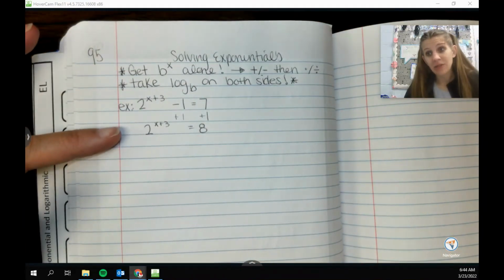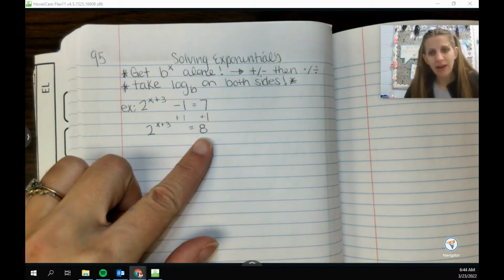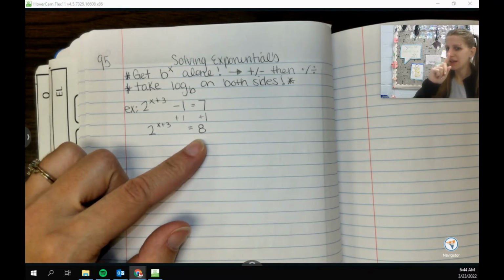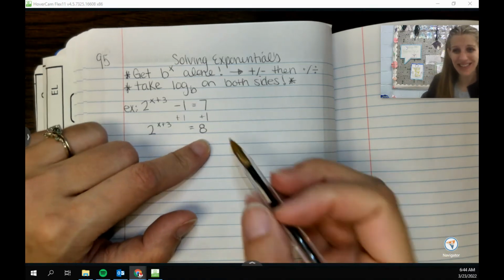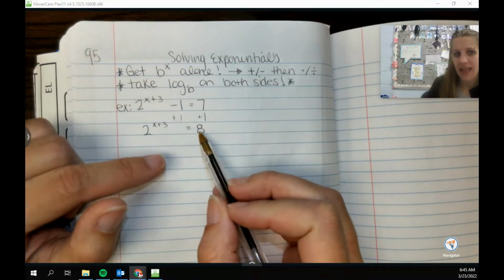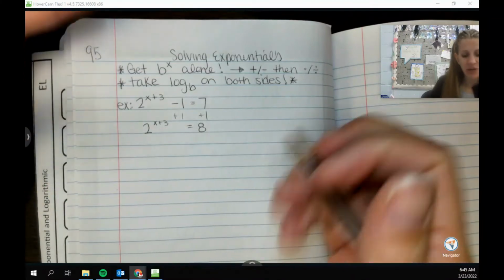Now I could actually use one of my clever little properties here from the other day, because I could rewrite 8 as 2 to the 3rd, and then we could solve that way. So that's one way to do it. But I do want to show you this new way.